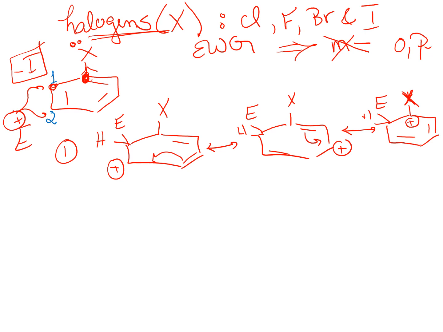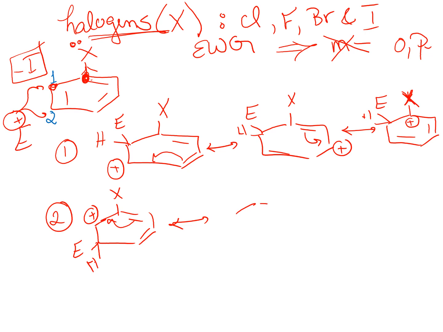Let's try the 2 position. This is the halogen. These are my double bonds, and now the electrophile was introduced to the meta position, and the ortho position is carrying a positive charge. Let's run the possible resonance. The positive charge jumped the carbon that is carrying the halogen and moved to the other ortho position.